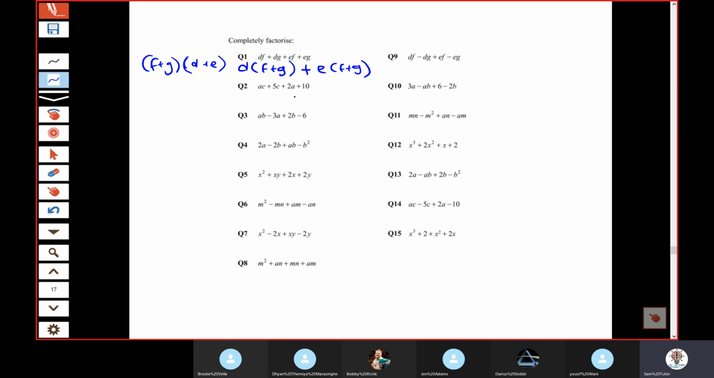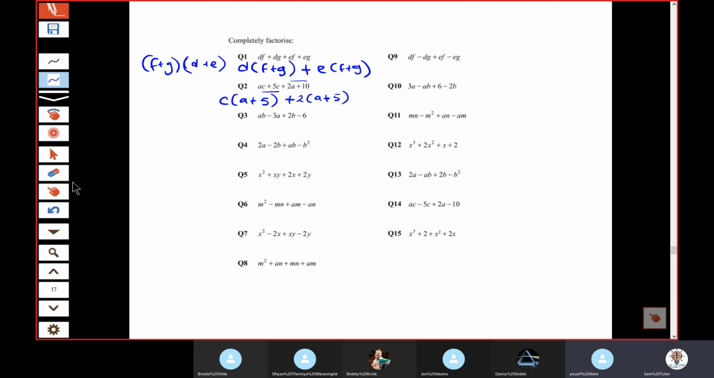Question 2. So Yusuf, just tell me what to do with question 2. Can't hear you for some reason. You must find the pair, which is AC plus 5C. So then factorize what? C, C plus A, A plus 5, plus 5 plus 2. So 5, yeah, 2 and then A plus 5.